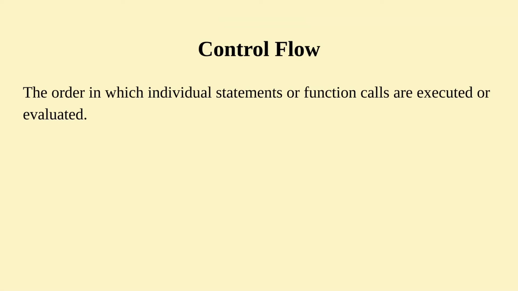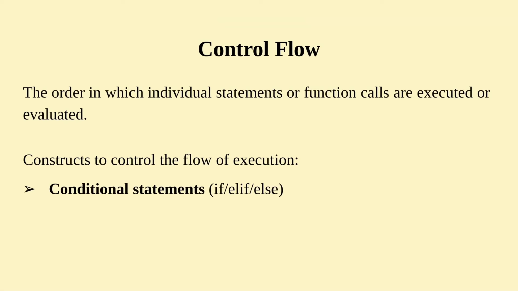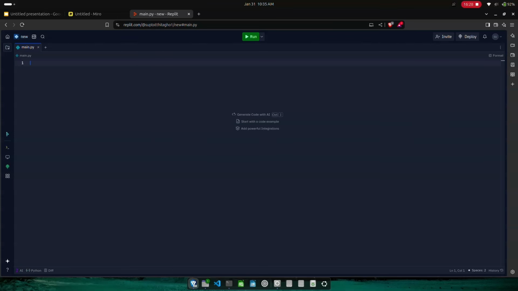Instead of writing the same statement again and again, we could make the program execute the same statement with the help of constructs such as conditional statements, if, elif, else, and loops, for and while. Now let's learn how to use these. I have already logged into my Replit account. This is where we write the statements. Let's start with conditional statements.